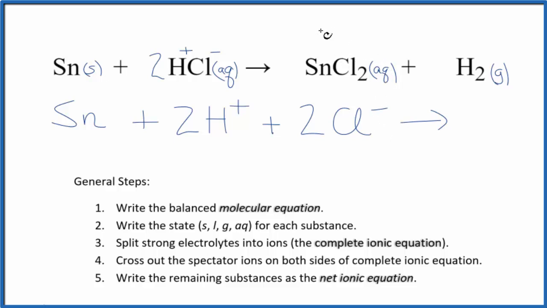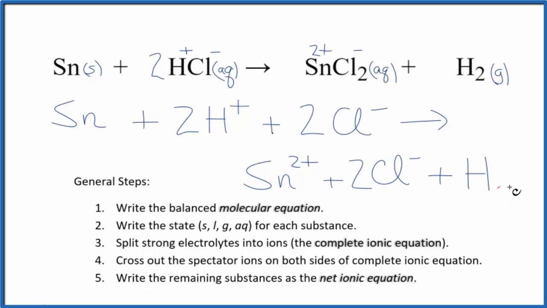For the products, tin is a transition metal, so we don't know the charge on this. We have to look at what it's bonded to. We said the chloride ion is 1 minus. So 2 times 1 minus, that's 2 minus, so the tin has to be 2 plus. So we'll have the tin 2 ion plus the chloride ion, and we have 2 of those, so we put a coefficient of 2, plus we have just hydrogen gas. We don't split gases apart in net ionic equations. This is the complete ionic equation.